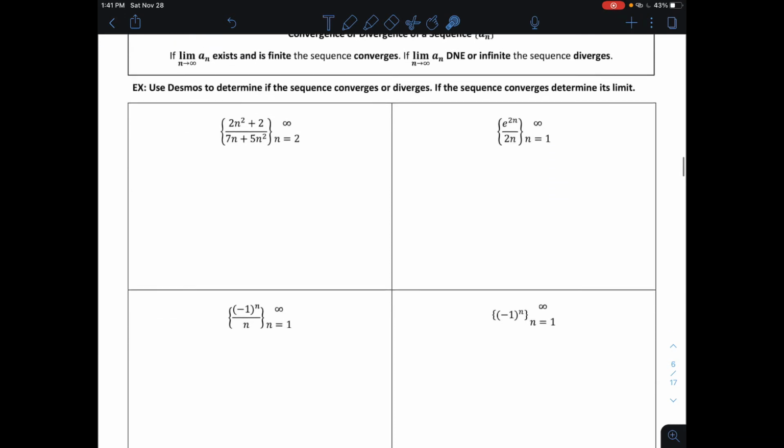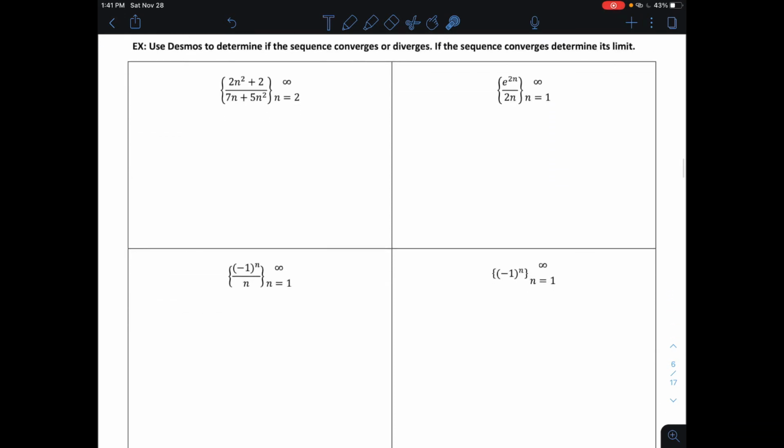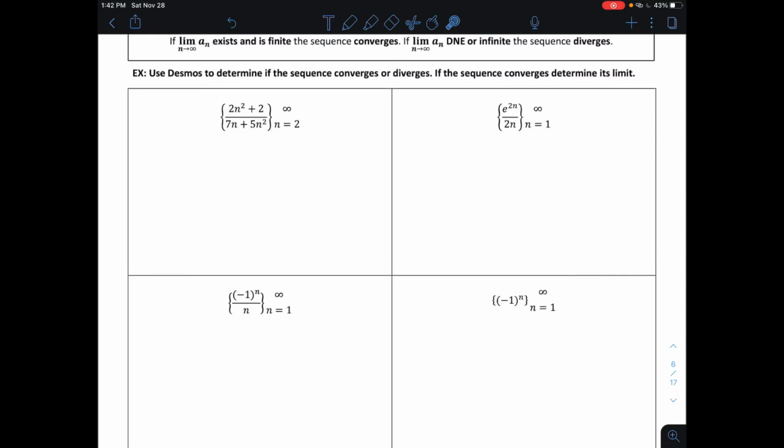So we have a couple more examples here where we just want to use Desmos and determine if the sequence converges or diverges. And if the sequence converges, let's determine what its limit is. So we're going to use that same link that we had. Now I actually could do this just by graphing the explicit formula, but since we have this Desmos exercise pulled up, we're going to continue to use it. So we'll go in, we're going to put in this new equation here. We're going to determine if this sequence will converge or not just by looking at its Desmos graph.